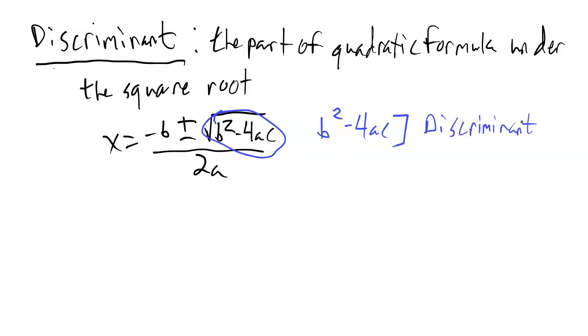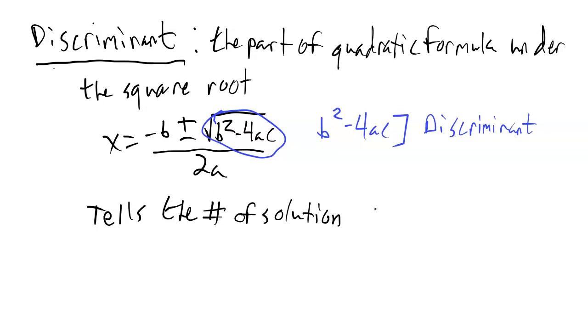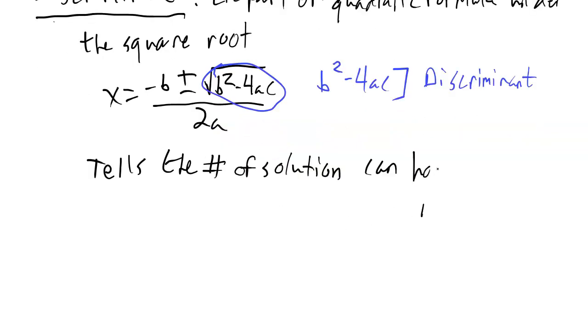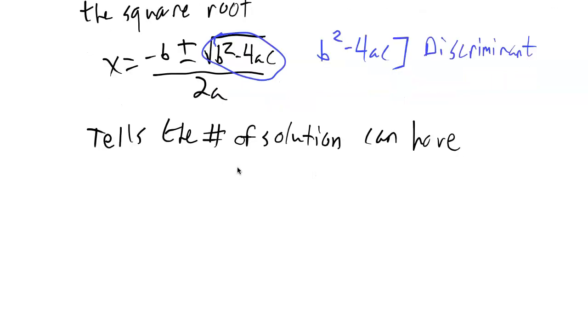Why is the discriminant useful? Well, it tells us the number of solutions that we have before we actually have to do any of the hard work of taking square roots or looking at plus or minuses. So it allows us to easily determine the number of the solutions we can have. Let's look at all of what the discriminant can tell us.